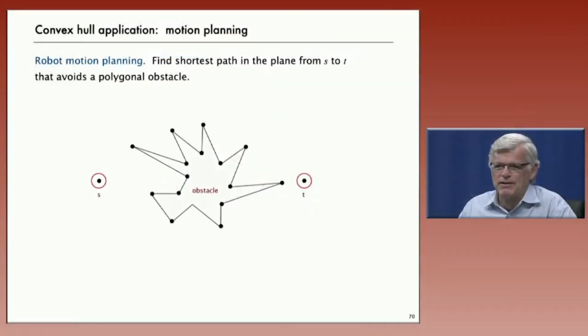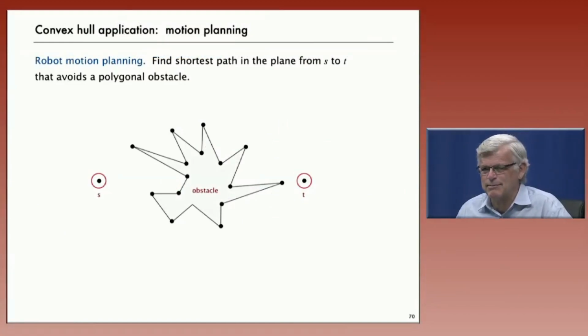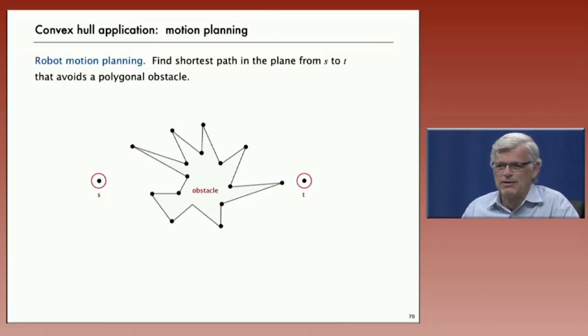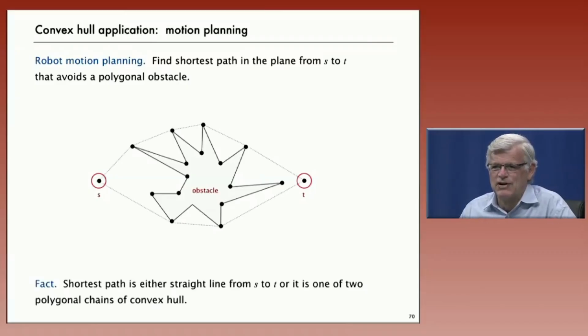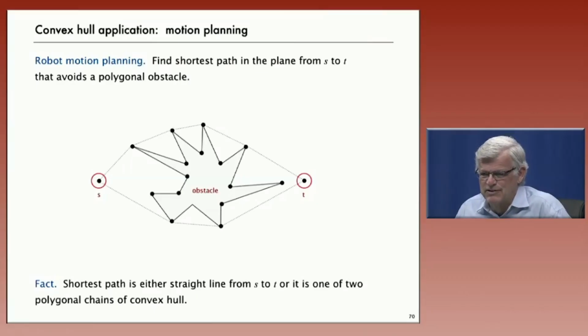Suppose you have a robot that wants to get from S to T, and there's an obstacle that's defined by some polygon. You want to be able to go around the obstacle, and it turns out that the shortest path is either a straight line from S to T, or it's part of the convex hull. And it's not hard to see why that might be true.